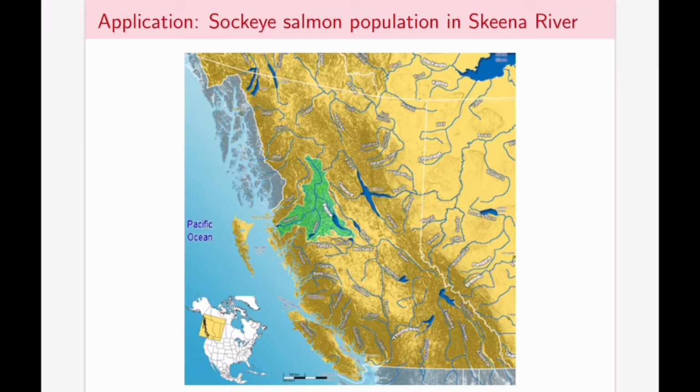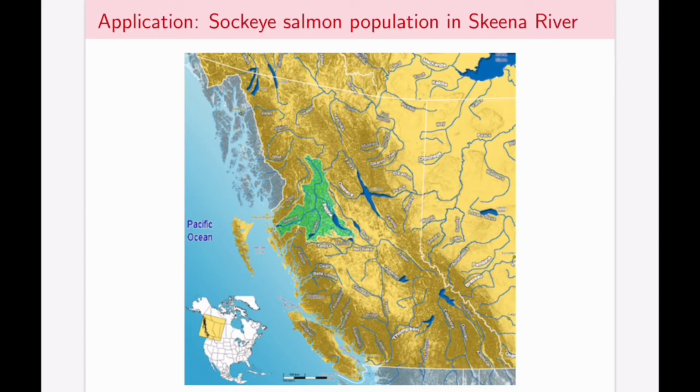Skeena River is a river in the north of BC. We, in Abbotsford and Chilliwack, in the general Lower Mainland, are somewhere around here. This is the Skeena River delta, and the salmon population in the Skeena River has been tracked really carefully from the early 1900s, and we have a lot of data connected to the population numbers of salmon in the Skeena River. So this is something that we can model mathematically.